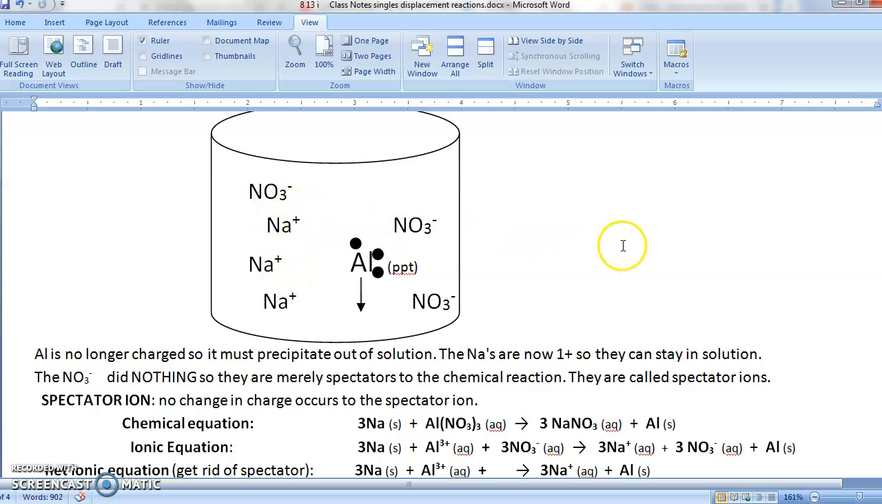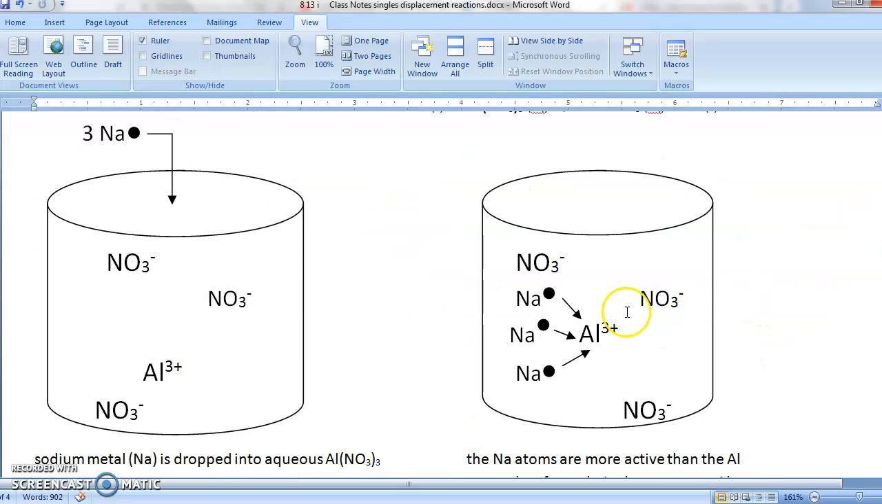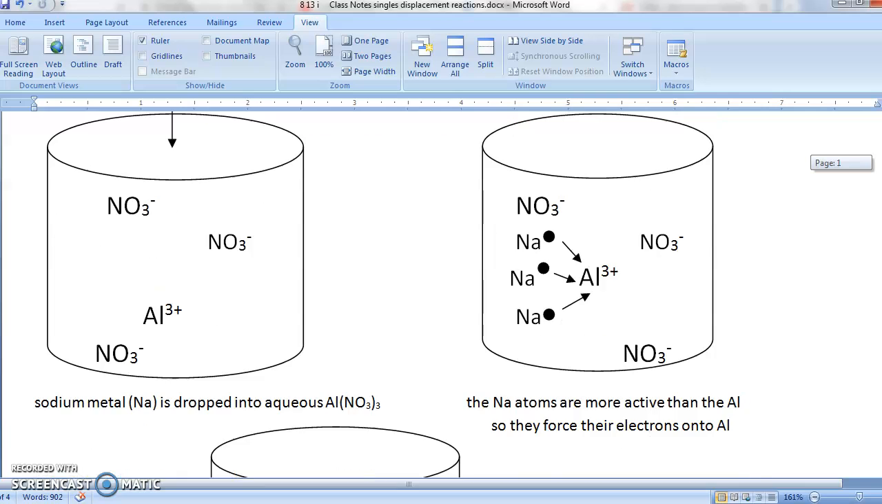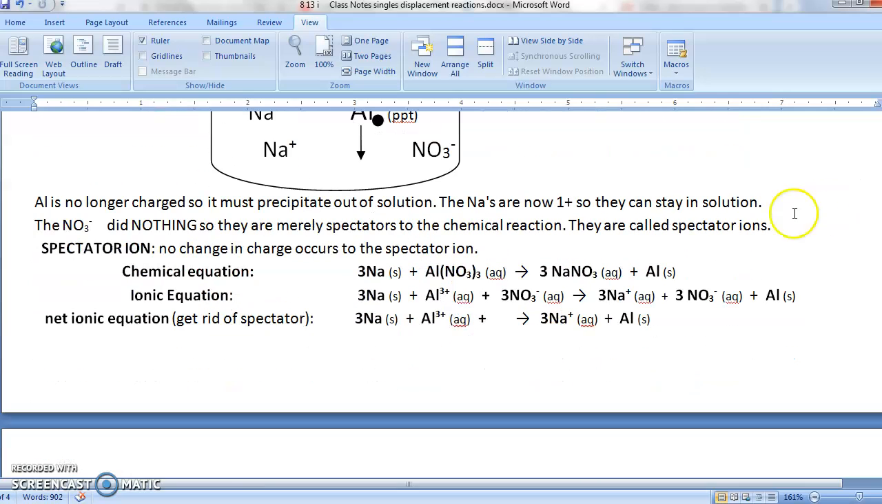What did the nitrate ions do in this reaction? Well, the nitrate ions are all 1 minus in this container. They're all 1 minus in the first container. The nitrate ions have done absolutely nothing. For that reason, the nitrate ion is called the spectator ion. The spectator ion has no changes in charges.